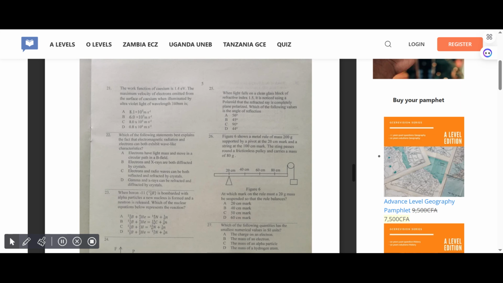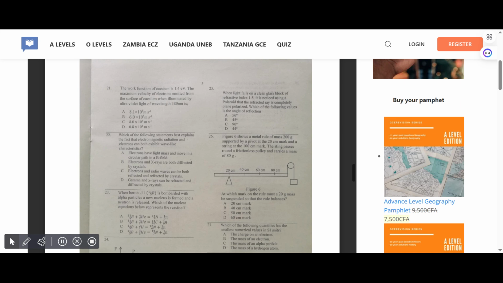The work function of calcium is 1.4. The maximum velocity of electrons emitted from the surface of calcium when illuminated by ultraviolet light of wavelength 380 nanometers: the correct answer for 21 is A. Which of the following statements best explains the fact that electromagnetic radiation and electrons can both exhibit wave-like characteristics? Correct answer for 22 is B.